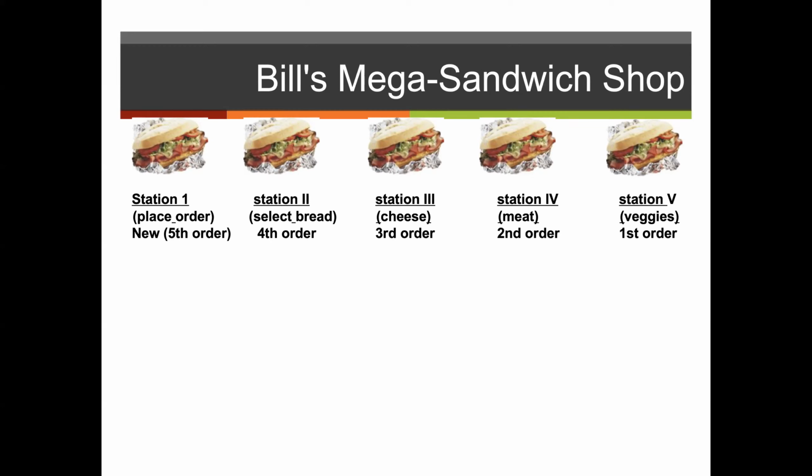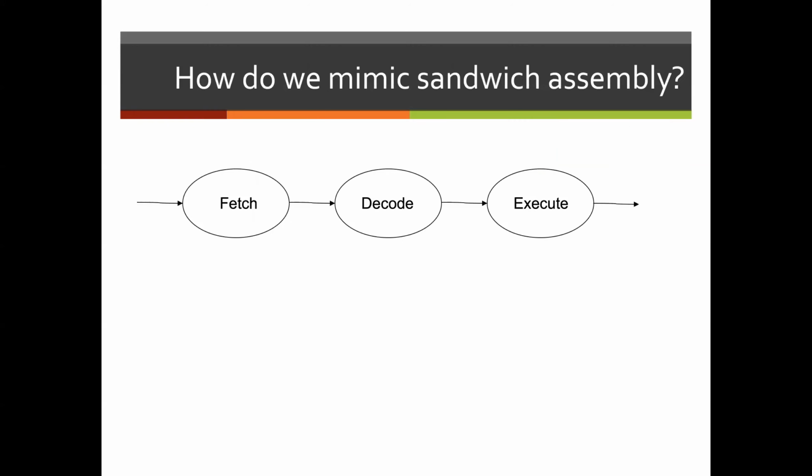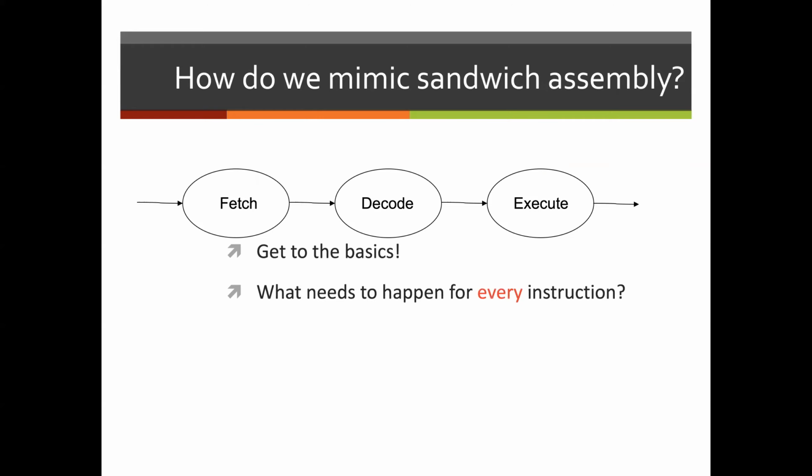So what can we do in order to mimic this equal distribution? Let's take a look at what we might need to modify with regards to our macro states. What needs to happen for every instruction? That's a foundational question to consider.